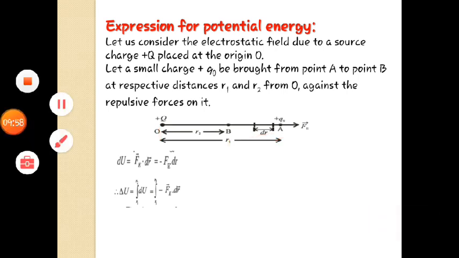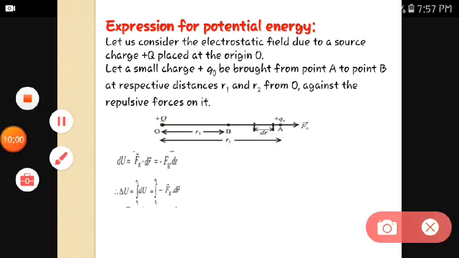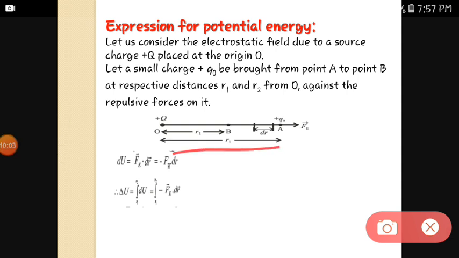The distance from O to A is R1 and the distance from O to B is R2. Here you can see, when the charge is moving from A to B in this direction and the force, which is the electrostatic force, is in this direction, these are in opposite directions. So the formula which we are going to deal with will have a negative sign. This is confirmed because the force is in one direction and the charge is moving in the other direction.